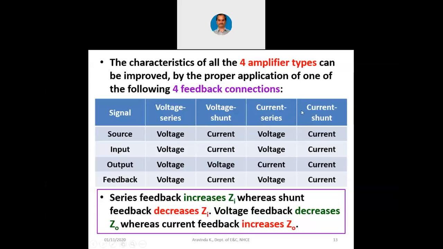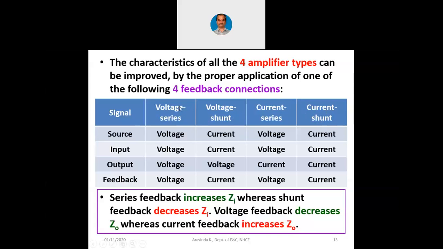Lastly, in case of current shunt, output impedance is going to increase, whereas the input impedance is going to reduce, right? Because it is a shunt connection. So always remember, series connection at the input, input impedance is going to increase. Shunt connection at the input, input impedance is going to reduce. Wherever there is a current connection at the output, output impedance is going to increase.